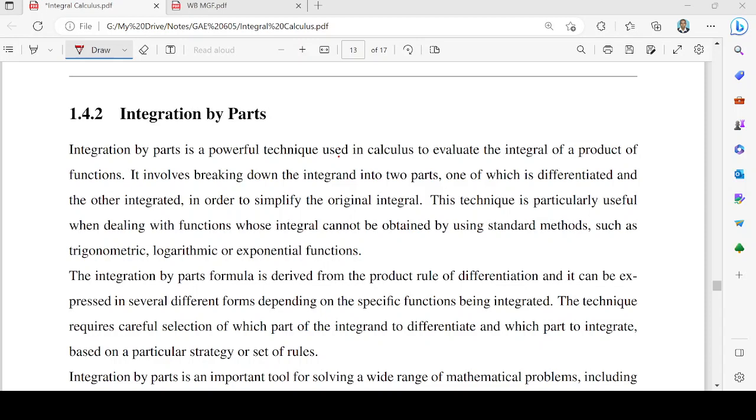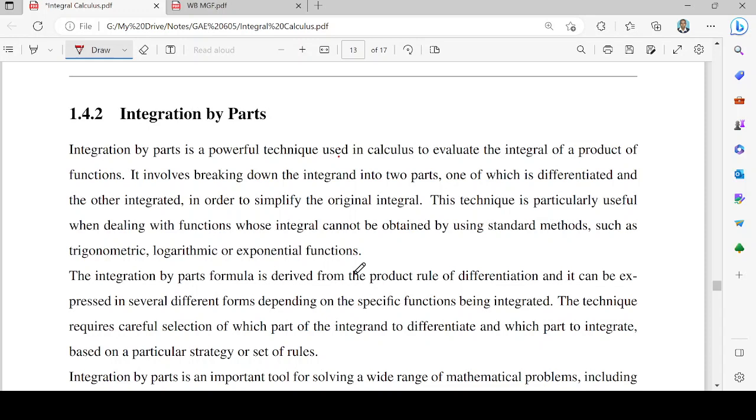Hello and welcome. In today's lesson, we will talk about integration by parts. Now, integration by parts is a powerful technique used in calculus to evaluate integrals where the integrand is a product of two functions. The method involves breaking down the integrand into two parts, one part which we differentiate and the other part which we integrate in order to simplify the original integral.